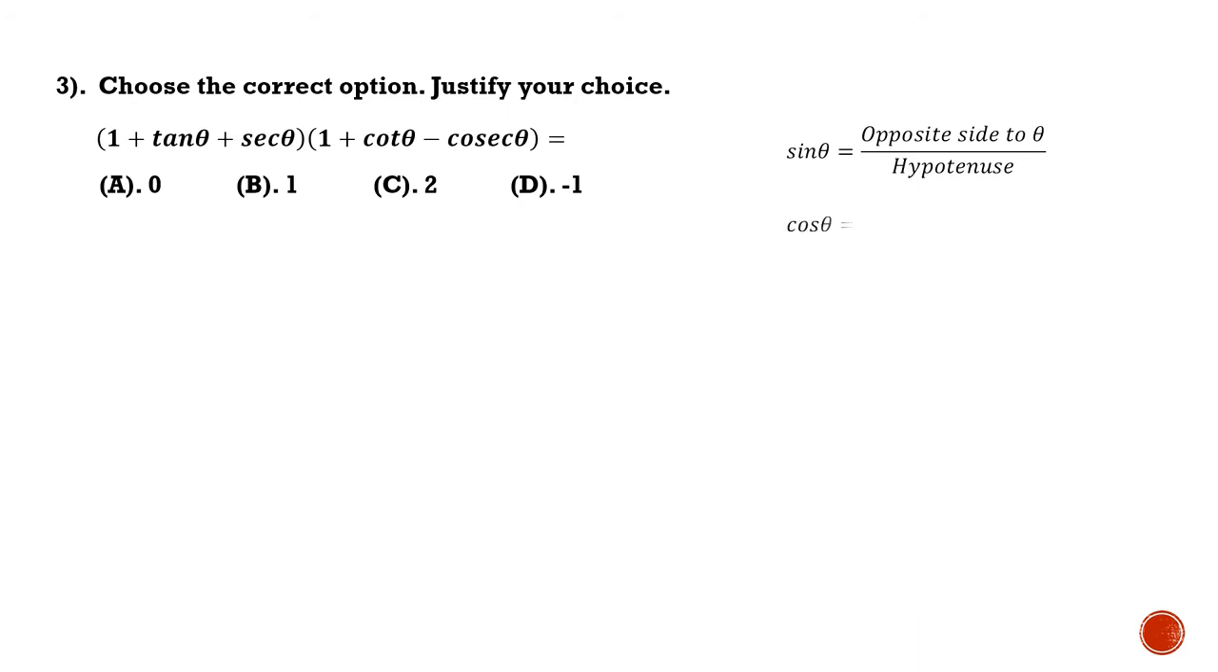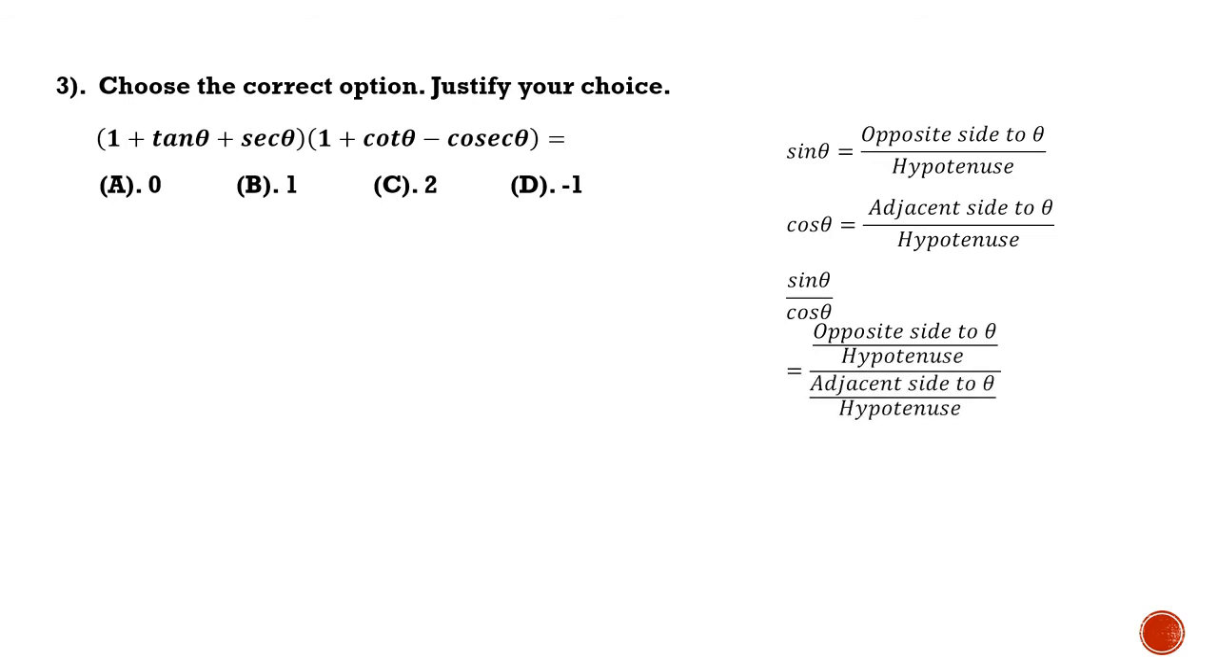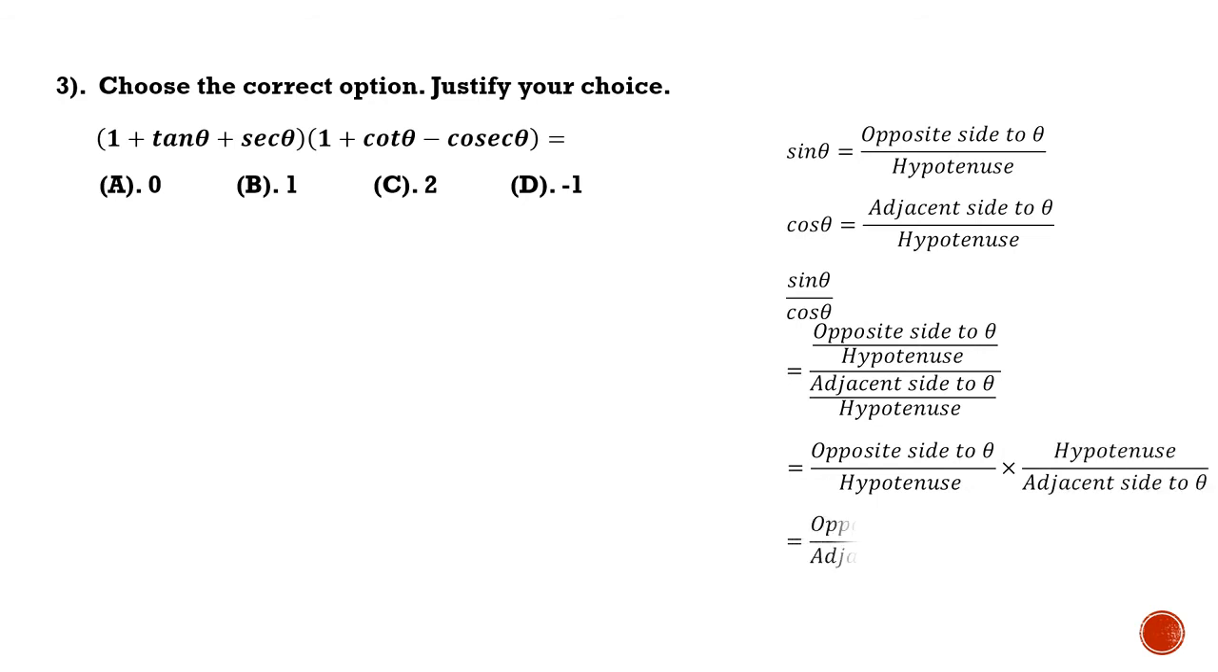We know the formula of sine and cos. Sine is represented as the side opposite to theta divided by the hypotenuse, and cos is the side adjacent to theta divided by the hypotenuse. If we take the ratio of sine by cos, this is what we'll be getting. Upon simplifying, we get opposite side to theta divided by adjacent side to theta. And this is equivalent to tan theta.